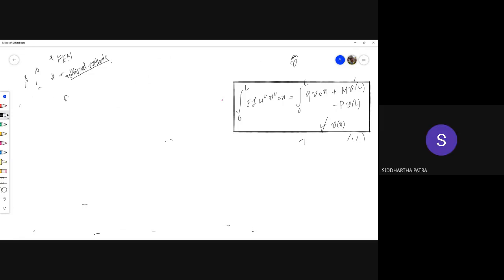Now for us, a(phi i, phi j) is the integral from 0 to L of EI phi i double prime phi j double prime dx. Now, please understand, this is how we took our approximate solution. So phi 0 was 0. Then it was c1 x squared plus c2 x cubed.